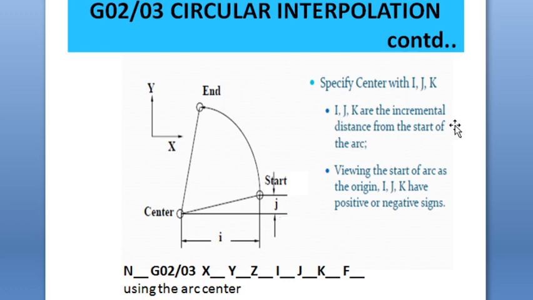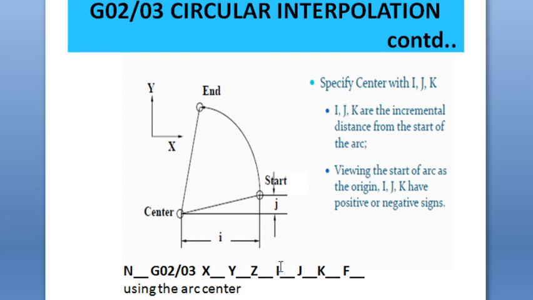I, J, K are incremental distances from the starting point of the arc. With the start of the arc as the origin, I, J, K have positive or negative signs. In upward direction, it's a positive Y value. Suppose downward, it means Y negative. For rightward movement, I is positive. For leftward movement, I is negative.